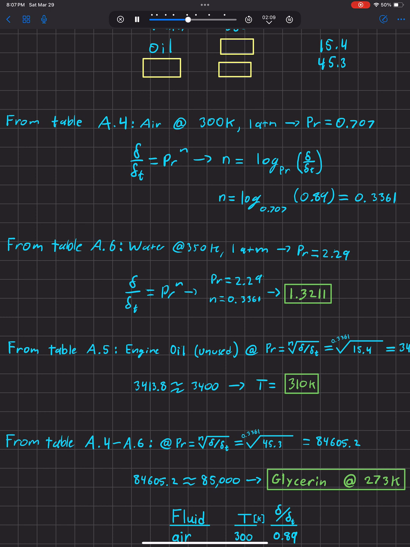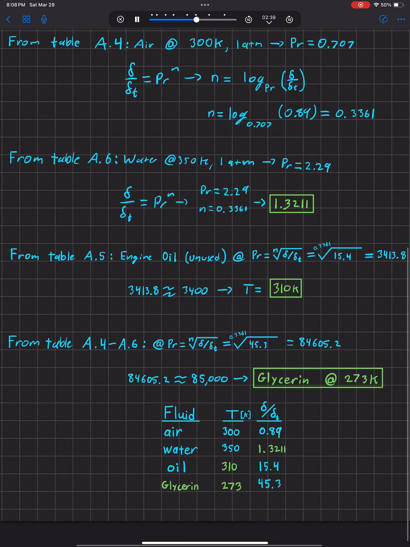Next, we move to table A6, where we're looking at water at 350 Kelvin and 1 atmosphere. This gives us a Prandtl number of 2.29. Because for this table entry, we're trying to find the delta over delta T, we know that that is equal to the Prandtl number to the n, and now that we have Prandtl and n, we can just solve it, and we get that the delta over delta T for this situation with water, again liquid, is 1.3211.